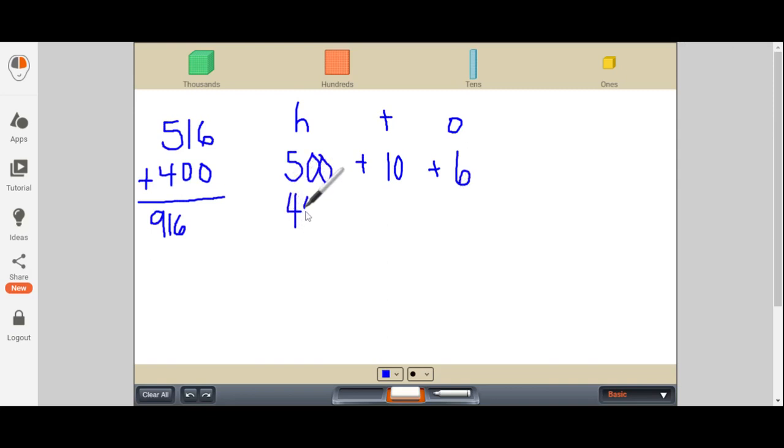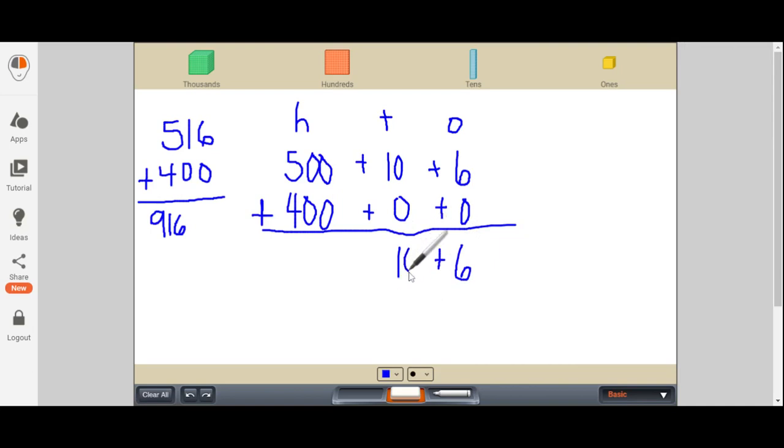There's 4 hundreds. And how many tens? Well, there's 0. And how many ones? There's 0. There's none. So now we want to put our operation sign here to make sure we know we are adding this time. So 6 and 0 is 6. 10 and 0 is still 10. And if I know 5 and 4 is 9, 500 and 400 is 900. And very quickly, I've got that answer.